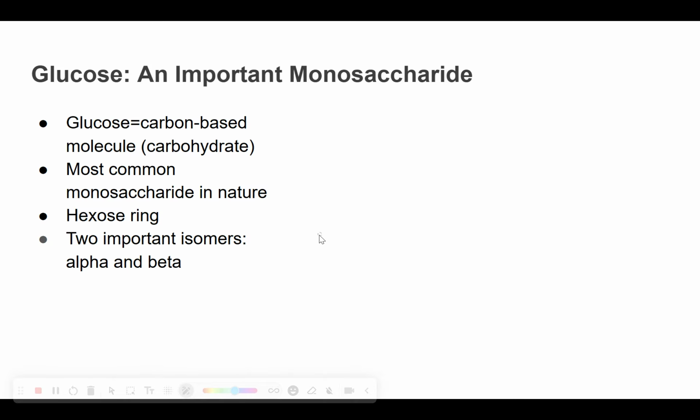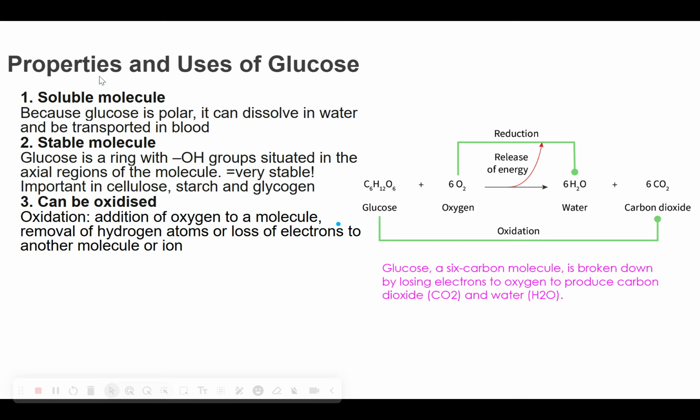Next up about glucose, no matter what isomer you're talking about, is the properties that the IB expects you to know. There are basically three of them. It is a soluble molecule because it is polar. It can dissolve in water and be transported in blood. It's stable because it has that ring shape with all of those hydroxyl groups situated in the axial regions of the molecule, around the outside. And this stability is important in all of these polysaccharides that chains of glucose form.